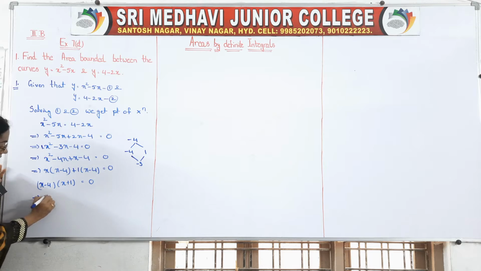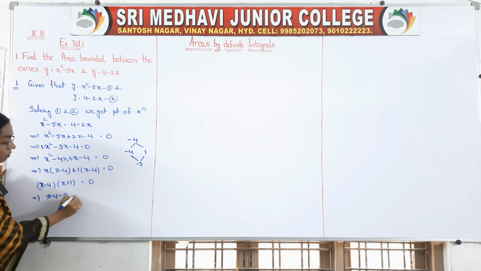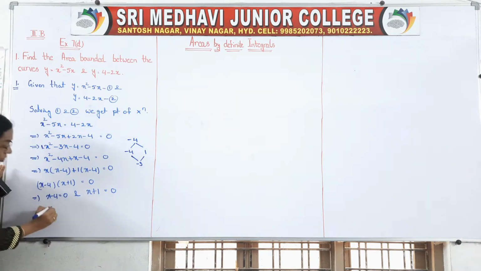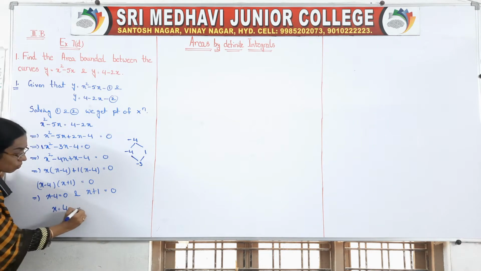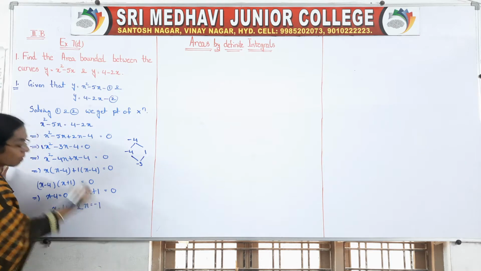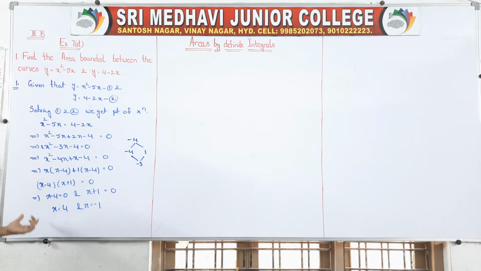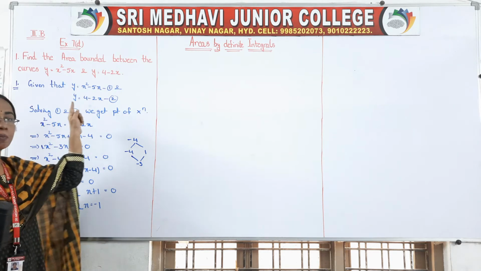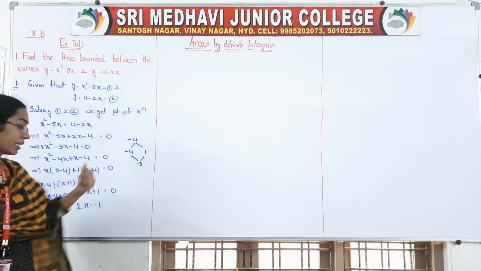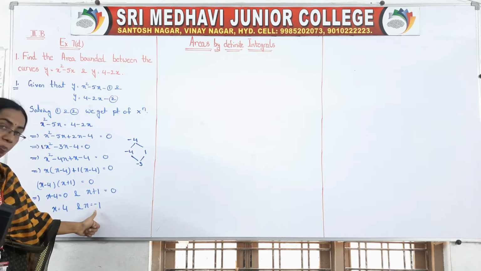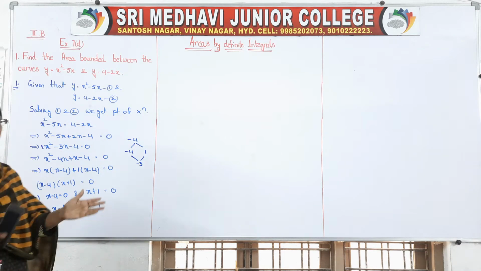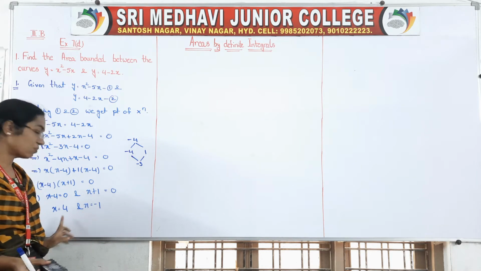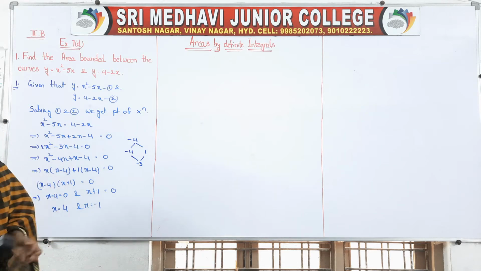So this implies x minus 4 is equal to 0 and x plus 1 is equal to 0. So x is equal to 4 and x is equal to minus 1. So we got the limits. We have to find the area covered by this curve and this line from x is equal to minus 1 to x is equal to 4, generally from the lesser value to the higher value.